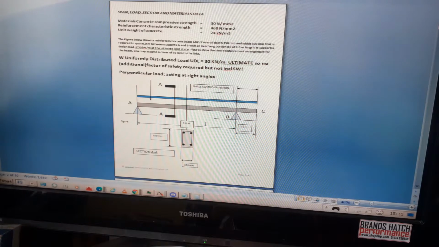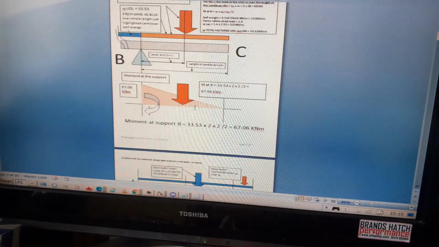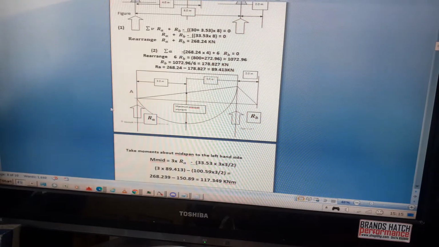So this is a summary. This is where I worked out what the moments were, the reactions, cantilever moment, and there's the envelope for the moment diagram.